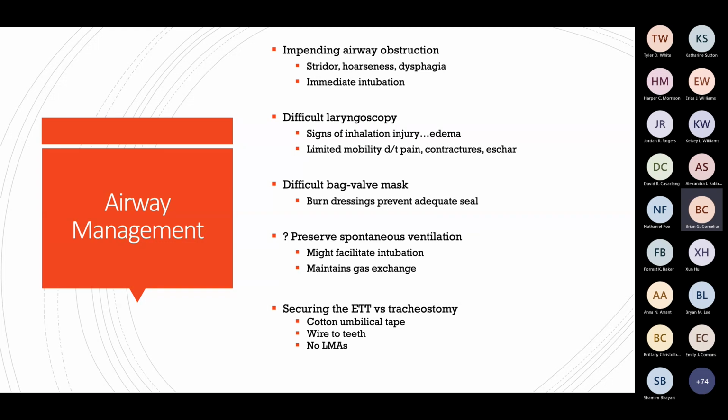You go back and forth about what's the best approach for the patient, and it really depends on what you see. We may try and preserve spontaneous ventilation for this patient because it's a little bit better for facilitating gas exchange. And it may also be a little bit easier or safer to get them intubated while they continue to breathe. Finally, securing the endotracheal tube.